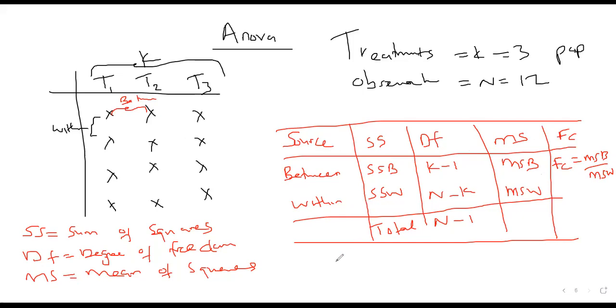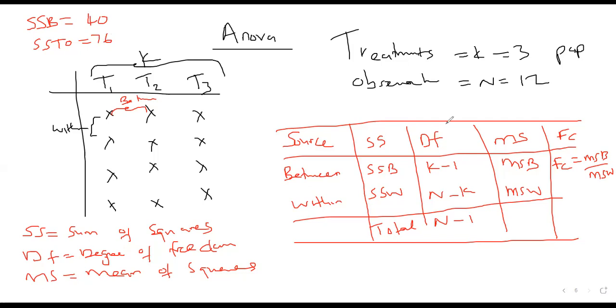Now this is just a framework of the table that you need to understand. Suppose here we have 12 observations, as we can see here, and the treatments here are 3. Then they gave us actual figures: the sum of square between, for instance, is maybe 40, and the sum of square total, maybe they say, is 76.